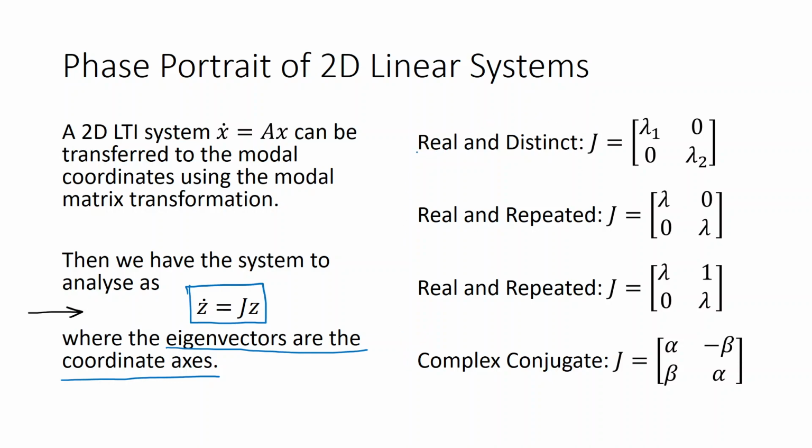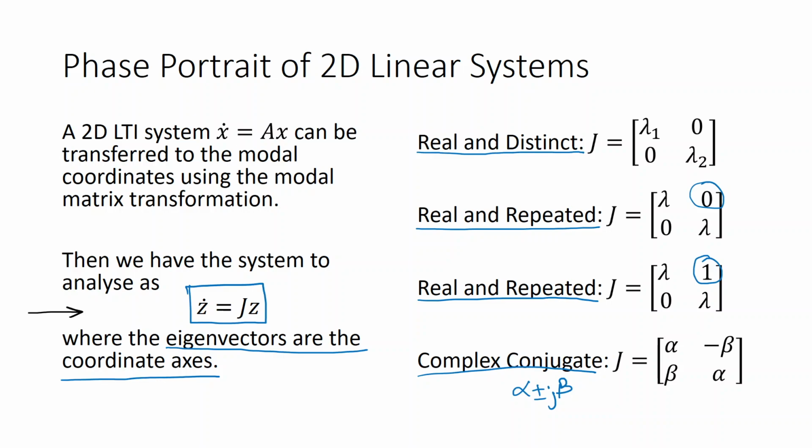The eigenvalues can be real and distinct, the eigenvalues can be real and repeated, and there are two forms of real and repeated, one with two Jordan blocks, so here there is a 0, and another with only a single Jordan block, so here there is a 1. And complex conjugate. If complex conjugate, the eigenvalues are alpha plus minus j beta, and then the Jordan block takes this form, alpha minus beta, beta alpha. Now we look into them one by one.